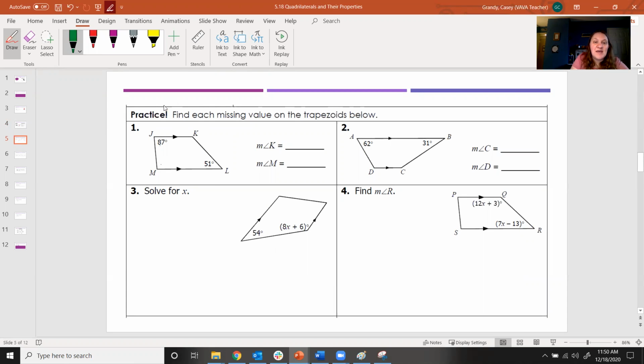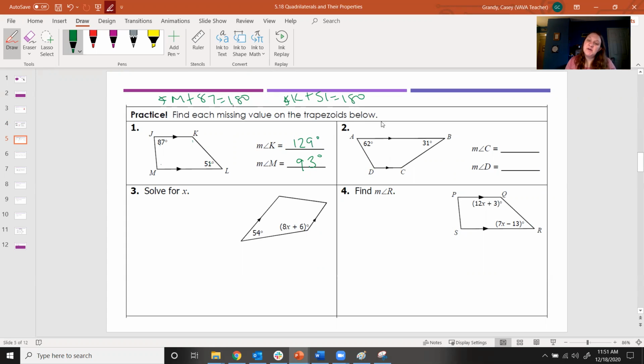So I know that angle M plus 87 equals 180. And the same idea will go here. These two angles are consecutive interior angles, so the measure of angle K plus 51 has to equal 180. And we can solve for each measure. So subtract 87 from both sides, and we get angle M equals 93 degrees. And the measure of angle K, we'll subtract 51 from both sides, and we get 129 degrees.